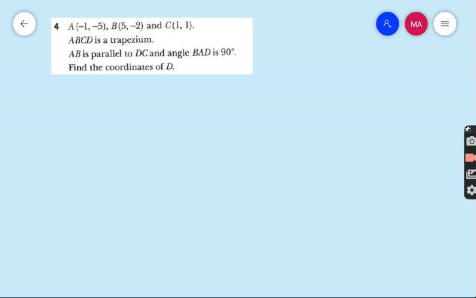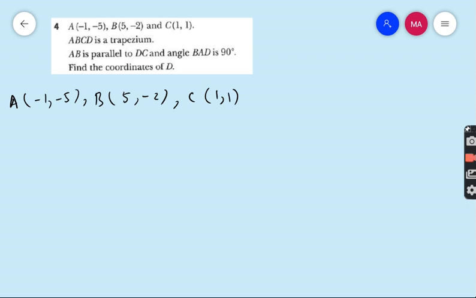Question number 4. Point A is (-1, -5), point B is (5, -2), point C is (1, 1). ABCD is a trapezium. What is a trapezium? Two sides are parallel and two sides are non-parallel, and it has 4 vertices. AB is parallel to DC and angle BAD is 90 degrees.